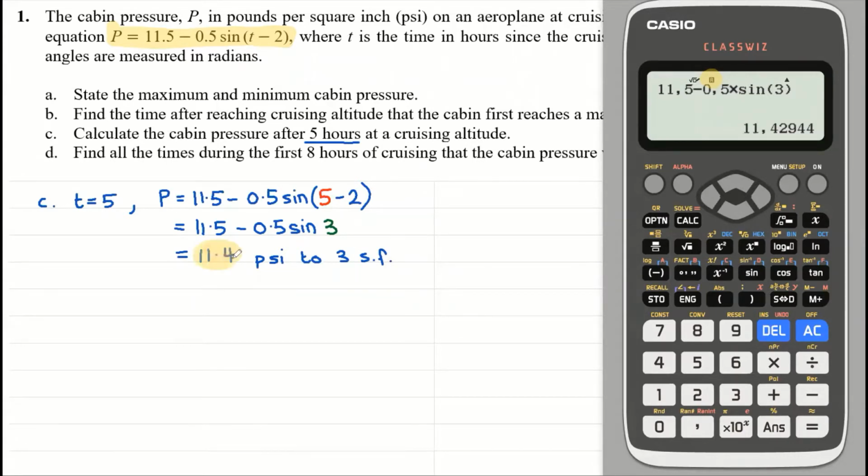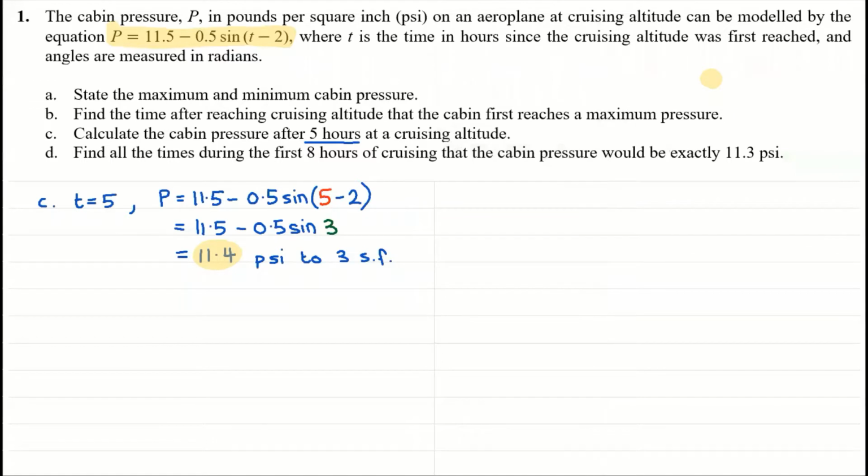Just make sure you indicate that that is rounded. And also for part D, we have to find all the times during the first 8 hours of cruising that the cabin pressure would be exactly 11.3 psi. I'm just going to have to move the calculator so we can see that. So it doesn't look like there's that much fluctuation in this. So let's see. First 8 hours.